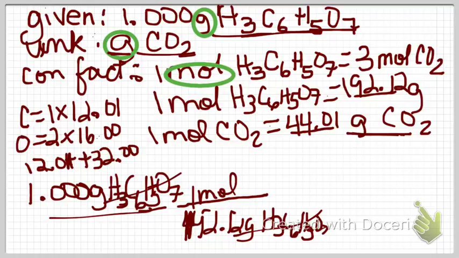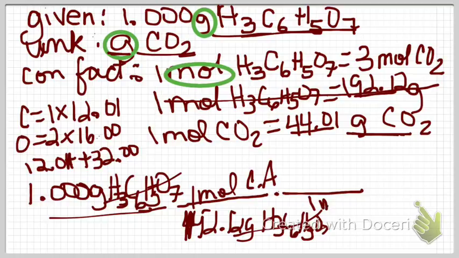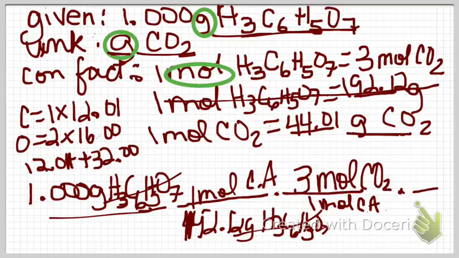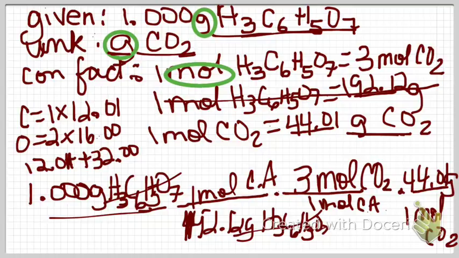And now I'm going to run out of room because of that long formula again. Okay, I've used this factor now. Now I have moles of citric acid. I'm going to put CA for citric acid. I should have done that a long time ago. And for every 1 mole of citric acid, there are 3 moles of carbon dioxide. And then for every 1 mole of CO2, there's 44.01 grams.